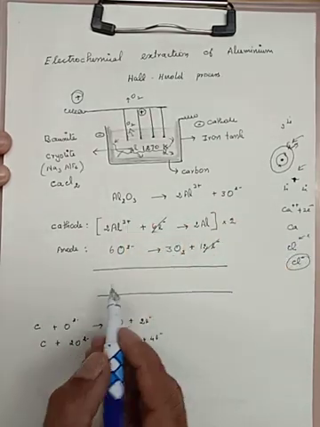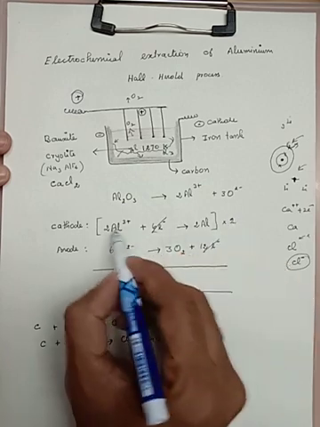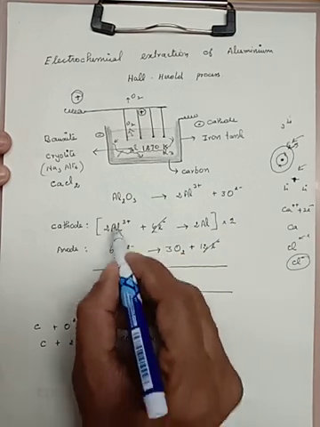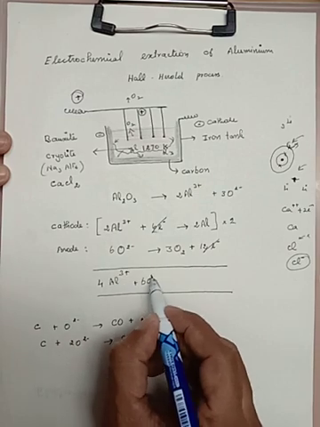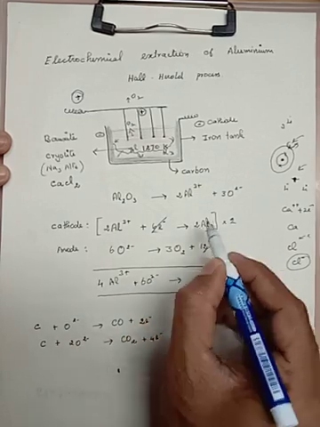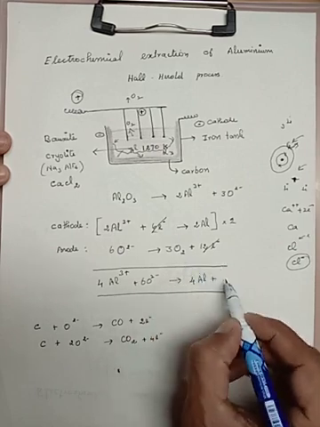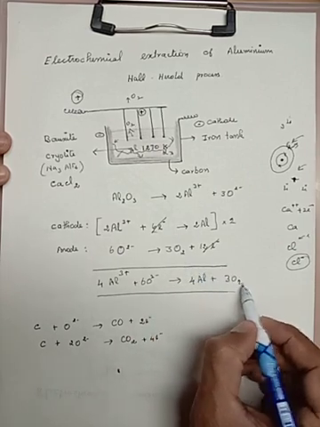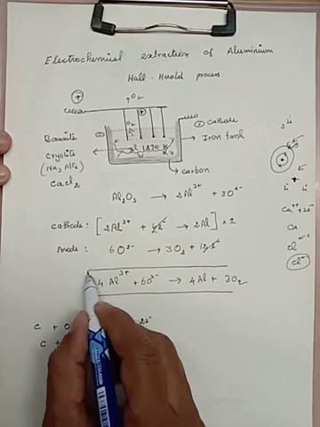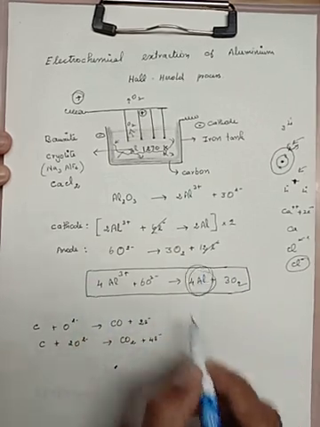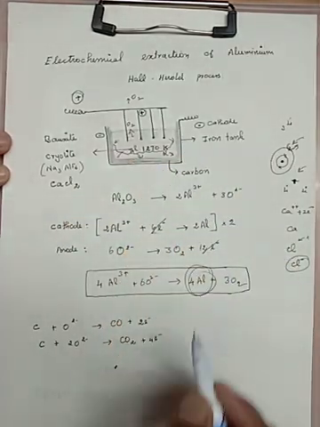The common is electron. Now you add up this one. 2 2s are 4, Al3 plus 6, O2 minus. 2 2s are 4 aluminium plus 3 O2. So this is the entire equation, the final reaction. So you get pure, molten aluminium here.